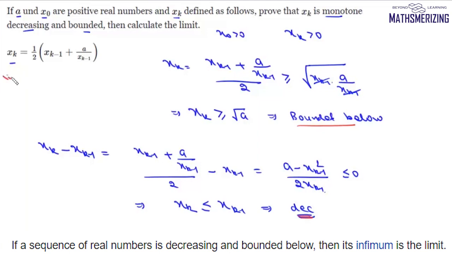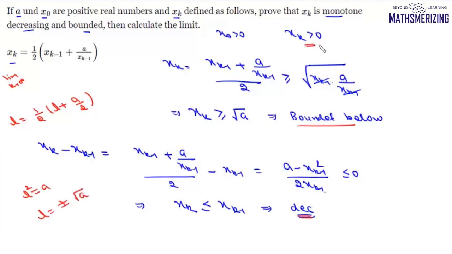So if we take the limit k tends to infinity, then we can write L equals 1 by 2 (L plus a by L). That is L square equals a, or the value of L is plus or minus root a. Now the sequence contains positive terms, so the limit point of the sequence will be root a. So the limit as k tends to infinity of x_k will be simply root a.